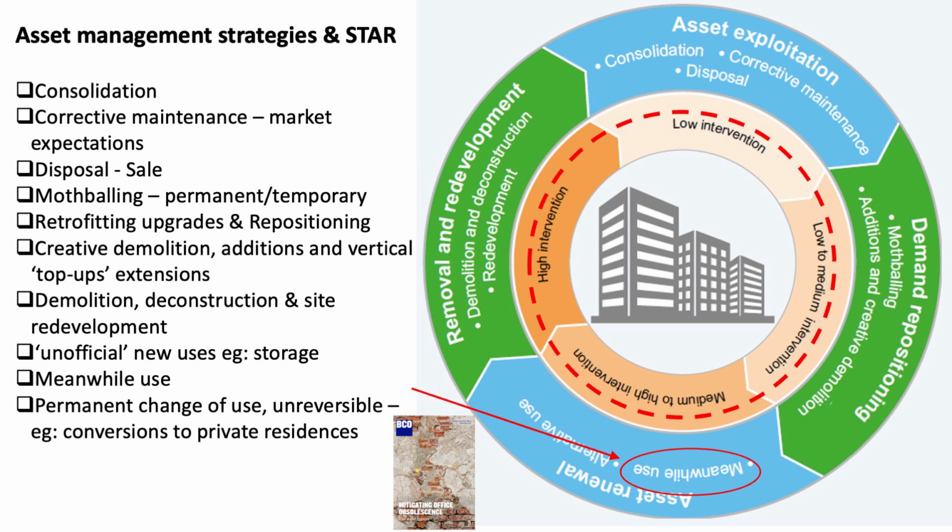We have asset renewal, where we look at renewing the property through a meanwhile use or an alternative use. So that's where STAR is kind of sitting. It's within a meanwhile use or an alternative use for the building. And then we have obviously the obsolescence issue, where you're removing that physical building from the building stock and you're redeveloping that site.